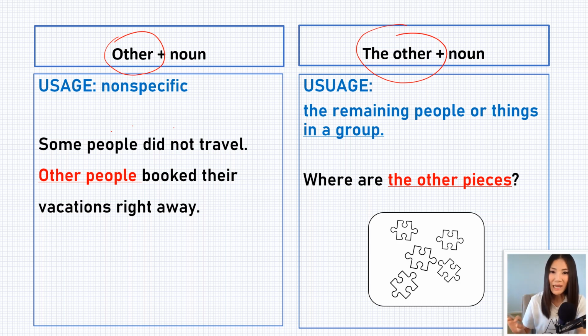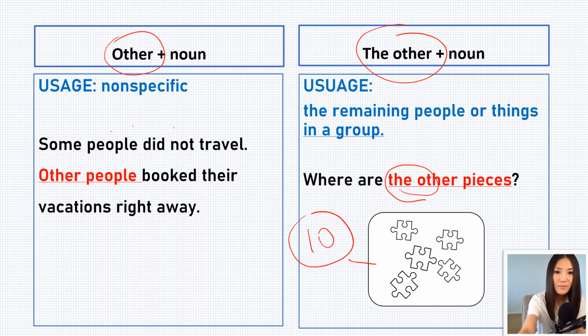If you look to the right, however, when we say the other and a noun, we use it when we are referring to the remaining people or things in a specific group. For example, in this example, where are the other pieces? I say the other pieces, not where are other pieces. Because in my mind, there is a specific group. Let's say there are 10 pieces in this puzzle. So that is my group that I'm thinking of. I only see 5 pieces. So where are the other pieces?